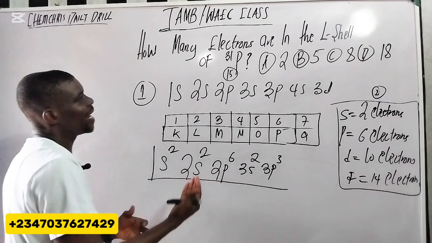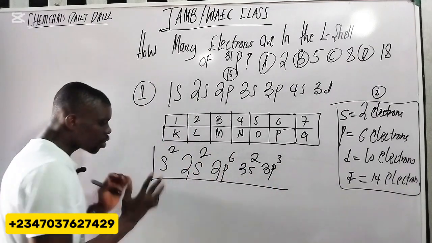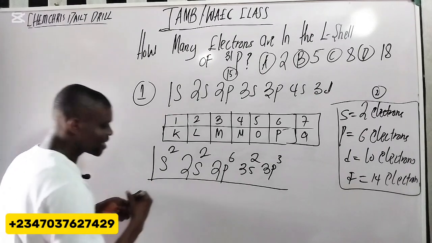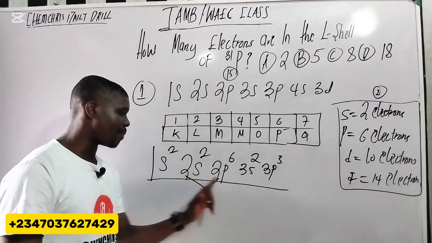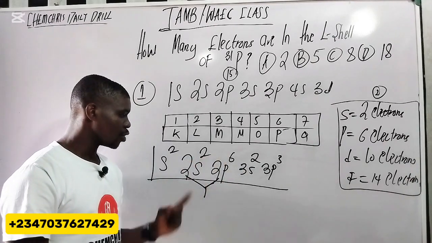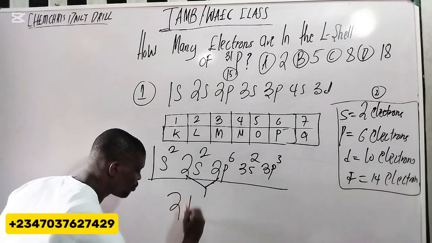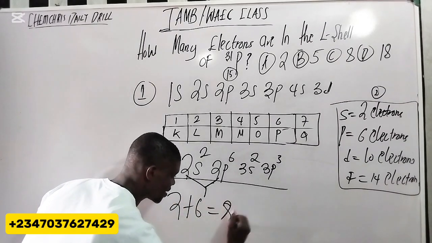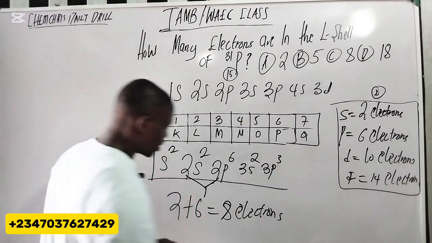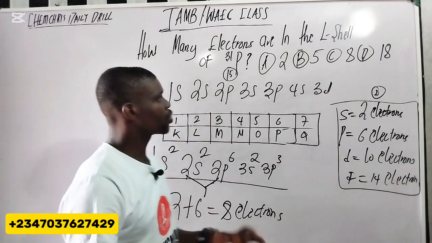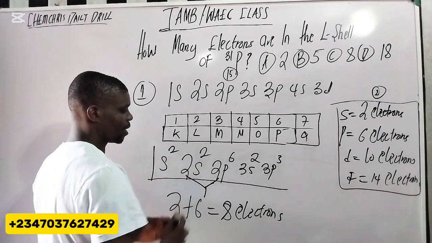They said, how many electrons are in the L shell, and the L shell means the second energy level. So look at the second energy level. These are the second energy level, 2s and 2p. The second energy level has s and p, each of them has electrons. So this s2, this p6, so it's going to be 2 plus 6, which gives us 8 electrons. Then the number of electrons in the L shell, which is the second energy level, is 8 electrons because it's shown there.